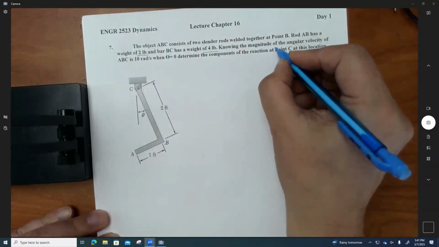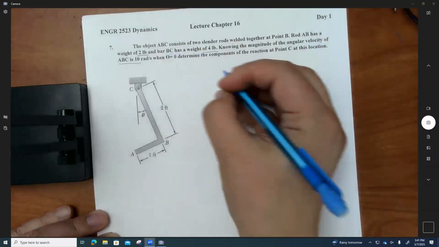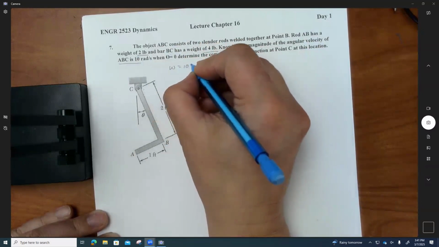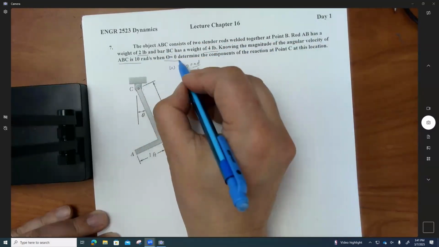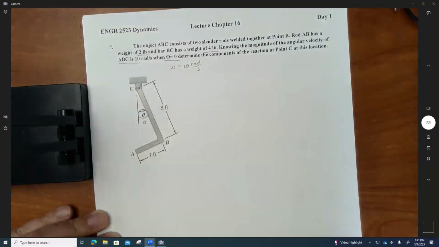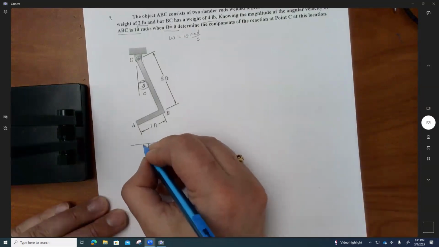Knowing the magnitude of the angular velocity of ABC is going to be equal to 10 radians per second when theta equals 0. So theta is going to be 0. So we are going to be up and down here.